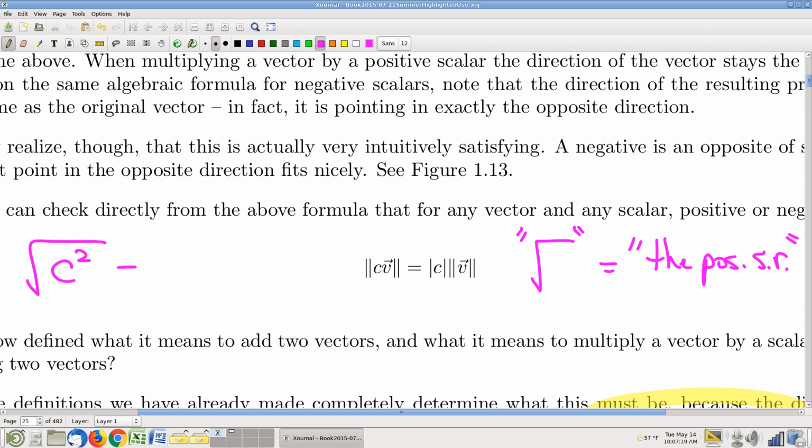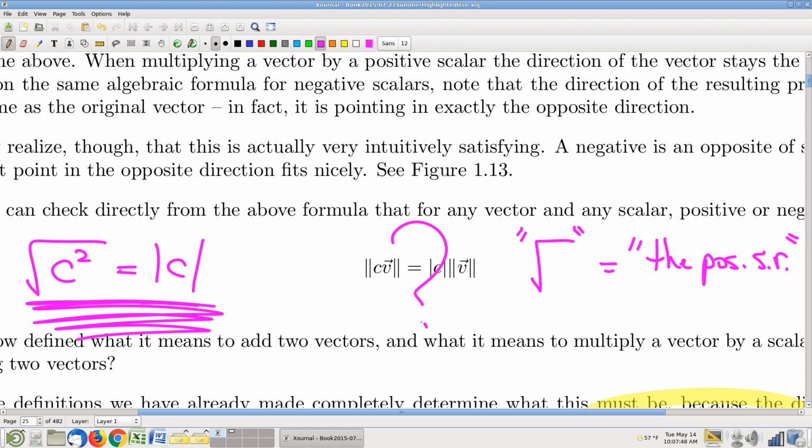Square root of C squared. What is the positive square root of C squared? Well, here's the thing. I know C is one of the square roots. But if C is negative, then C is not the positive square root. C is the negative square root. And so what would the positive square root be in that case? Well, it would be the absolute value of C. Okay, so this is the algebraic point. You're going to find that as you explore this, as you start computing both sides of this equation, you know, crank it out in terms of the coordinates. By the way, you can just do this in three dimensions, just in R3. Don't worry about doing it in R n.